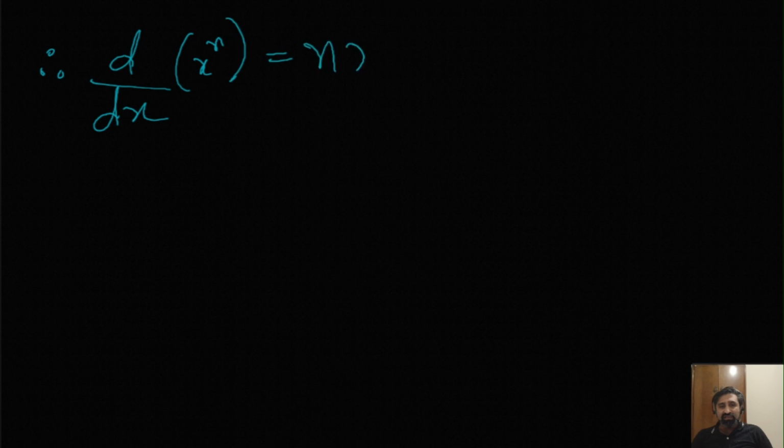Therefore, dy/dx of x to the power of n is n x to the power of n minus 1.